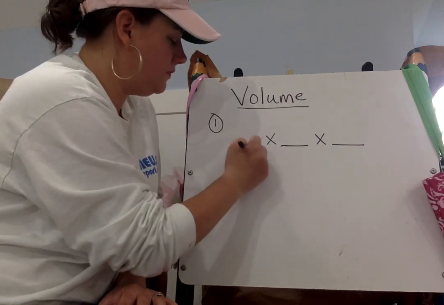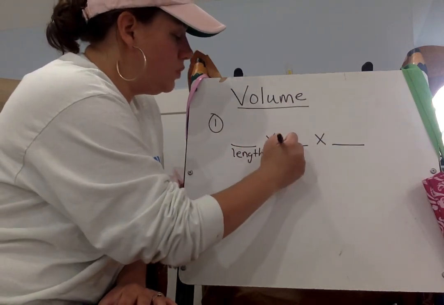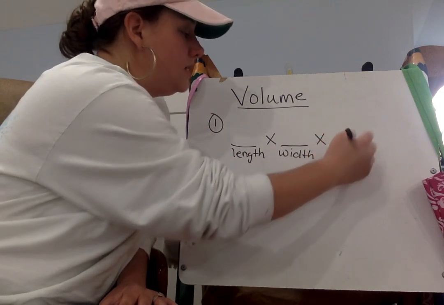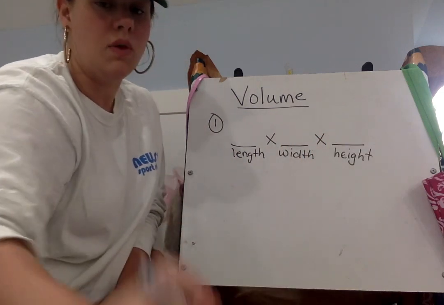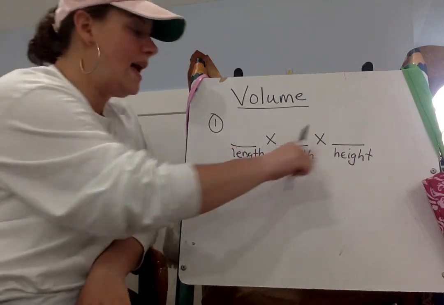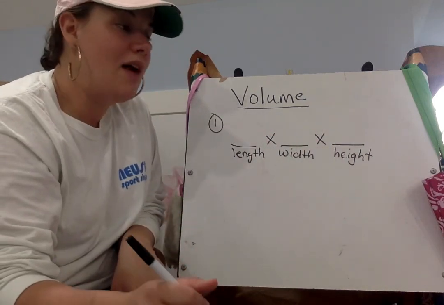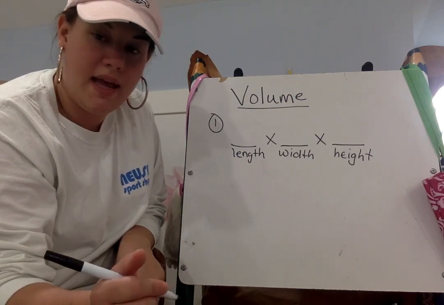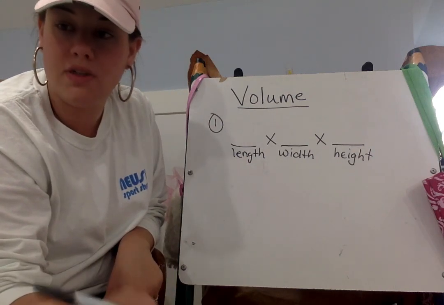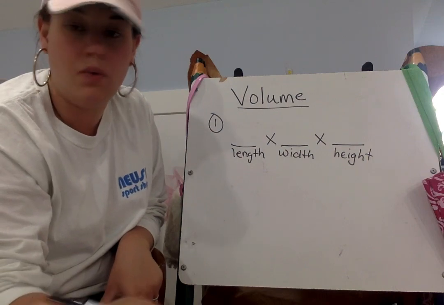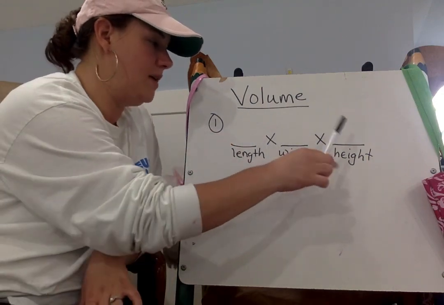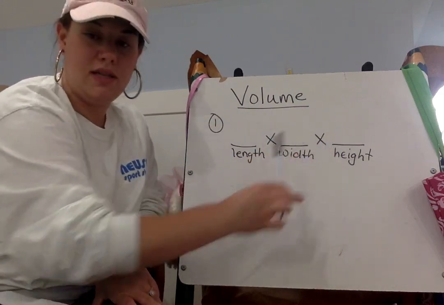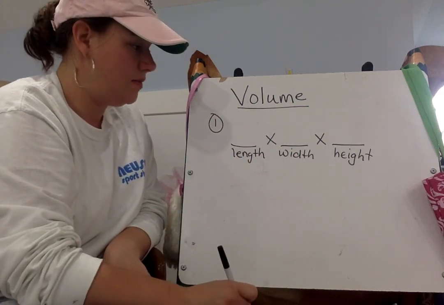Length times width times height, okay? So, first of all, when we're talking about multiplying numbers, remember, you have the commutative property that says that you can multiply numbers in any order. It doesn't matter what order you decide to multiply them in, okay? So, you can do any of these numbers in any order. It doesn't matter which order you have them in, okay?